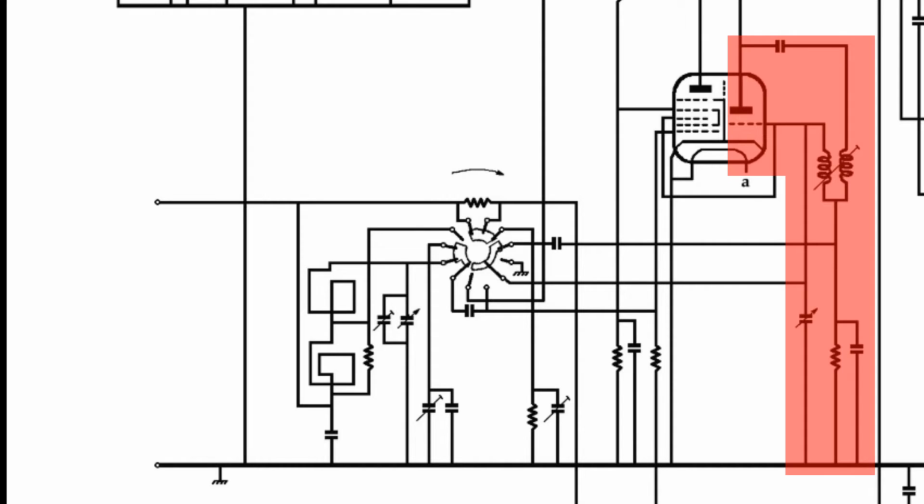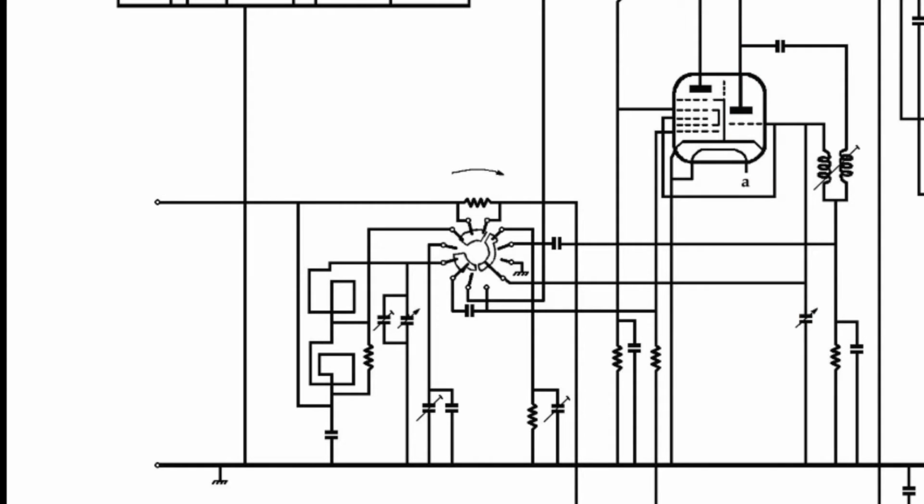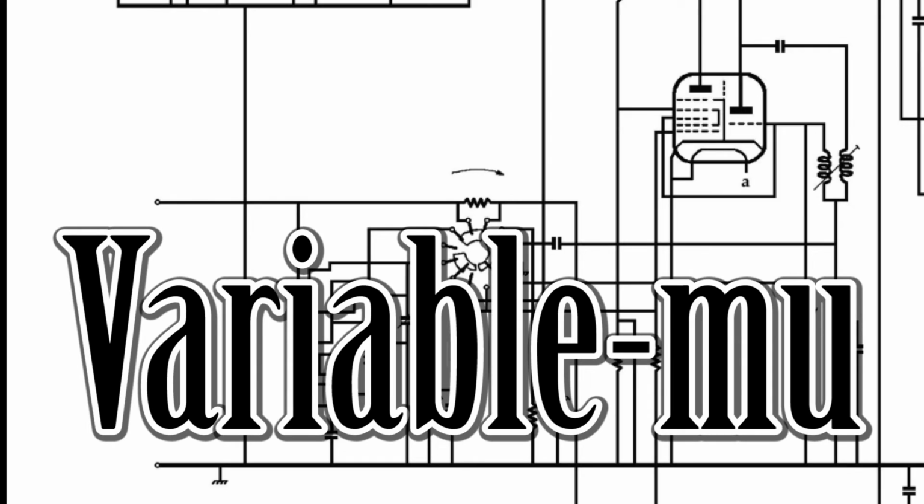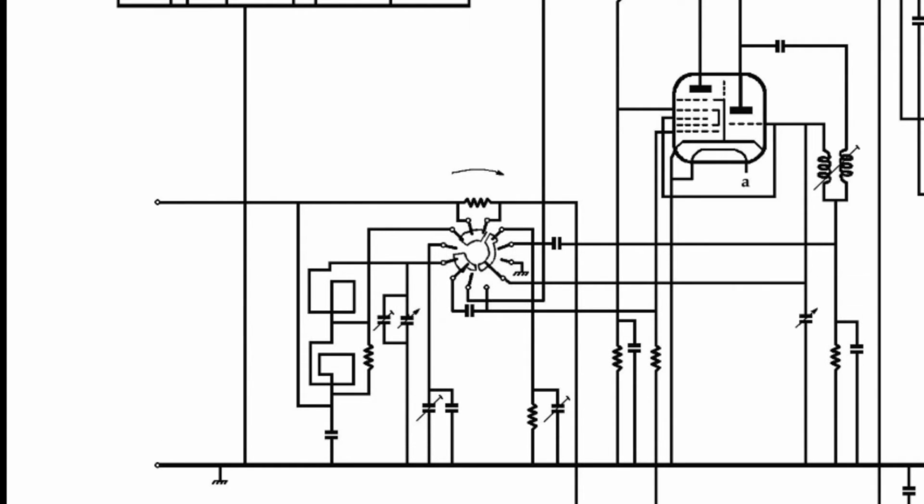These are the main components of the local oscillator. Essentially, it's a little shunt fed Hartley oscillator. I didn't say, but the mixer valve is a triode heptode. It's a variable mu valve, and I won't go into that, but you can certainly look up variable mu valves.